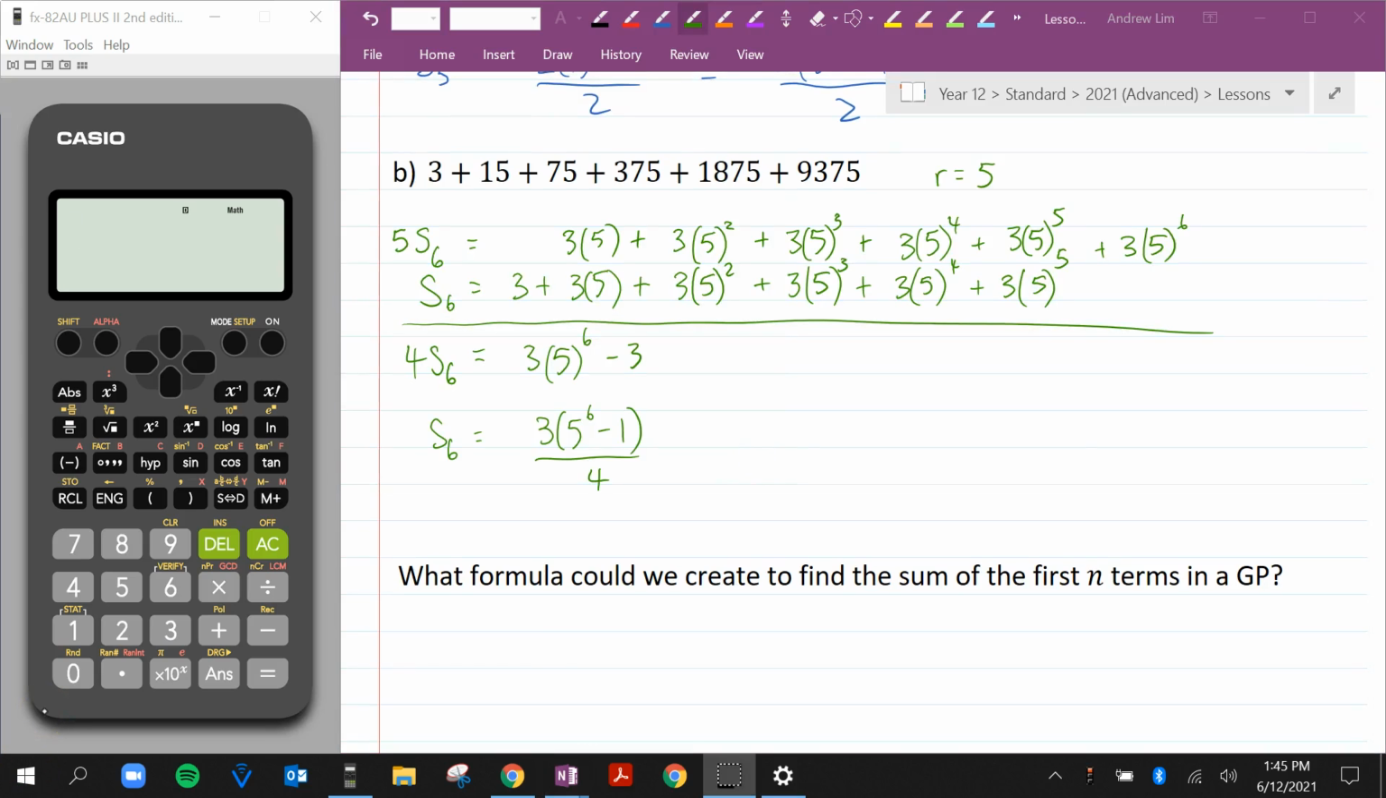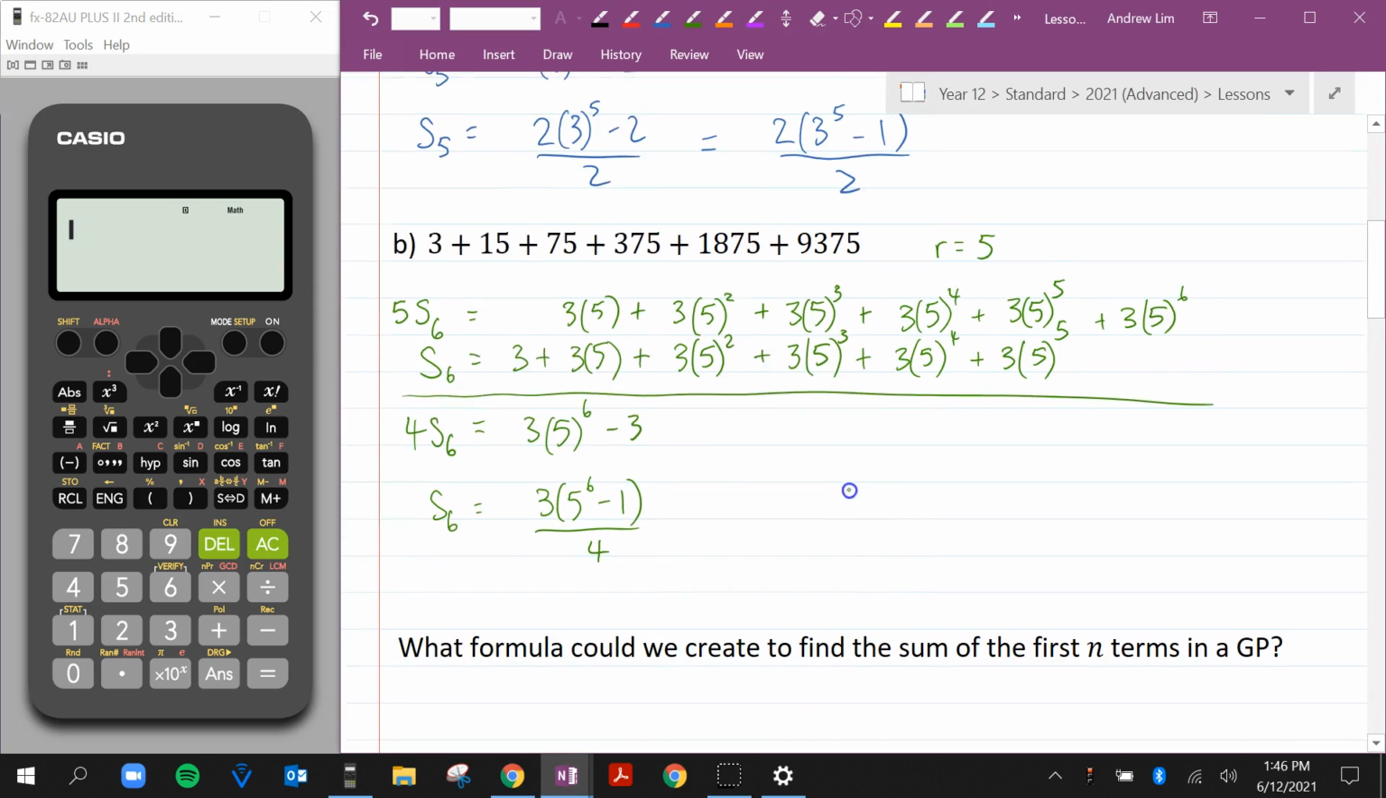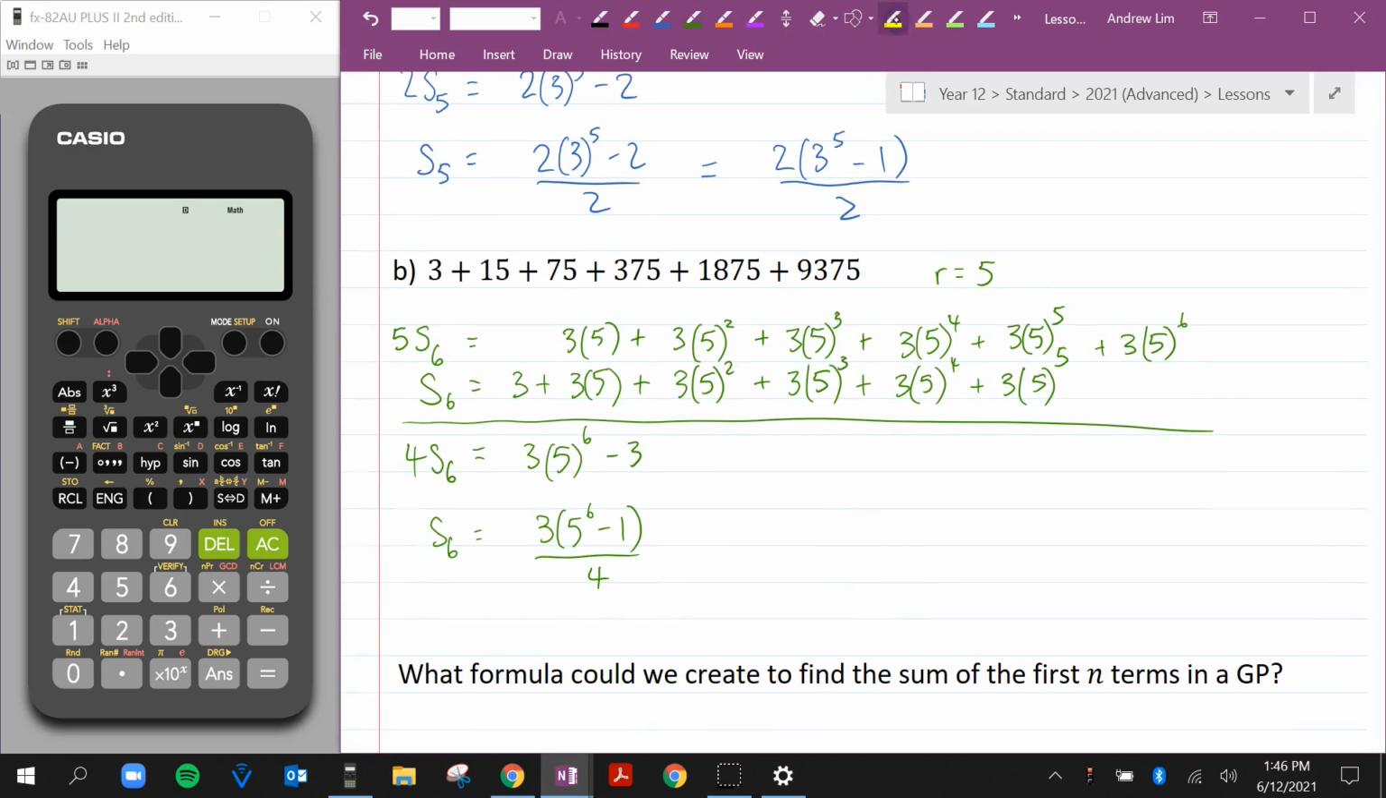Okay, here's my answer. I've got the sum of the first 6 terms is 3 bracket 5 to the power 6 minus 1 close bracket all over 4. Now let's compare these two answers. We've got this one here and we've got this one here. The reason why I didn't simplify in question A is because I wanted you to realize that it's a fraction.